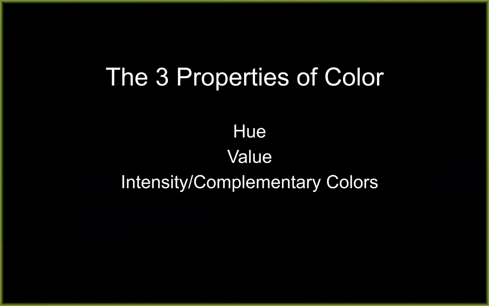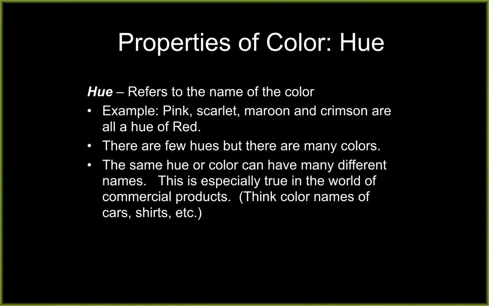There are three main properties of color. There's hue, there's value, and then there's intensity. So the hue is the name of the color. The red, orange, green, purple, those are all hues.